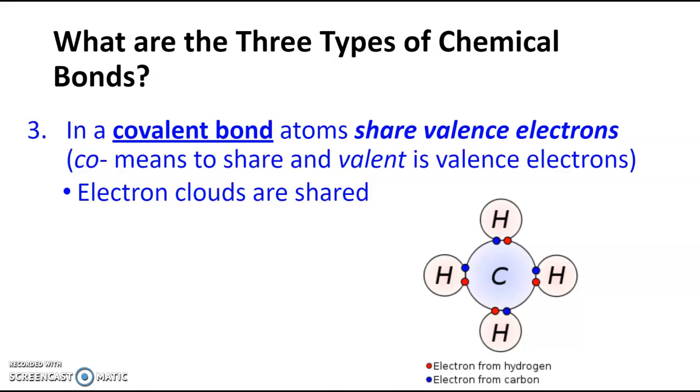The last type of chemical bond is a covalent bond, where atoms share their valence electrons. Co means to share, and valent is referring to the valence electrons. So when this happens, the electron clouds end up being shared. This image of methane, CH4, kind of shows how this can work, where carbon already had 4 blue electrons, and then each hydrogen brought 1 red electron. So between all 5 elements, there are 8 electrons involved.